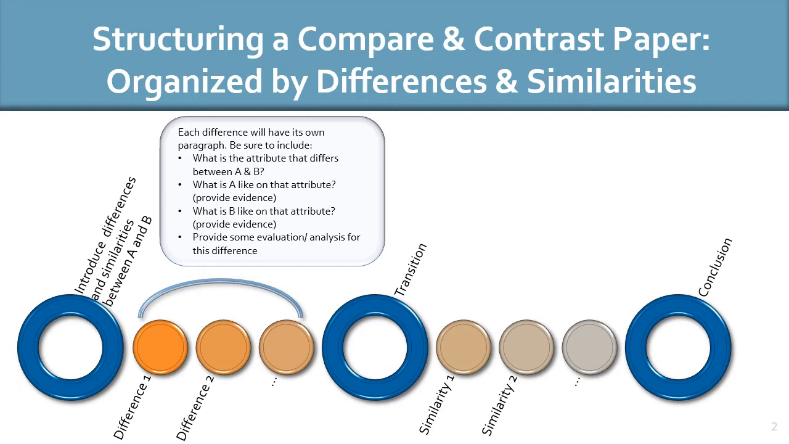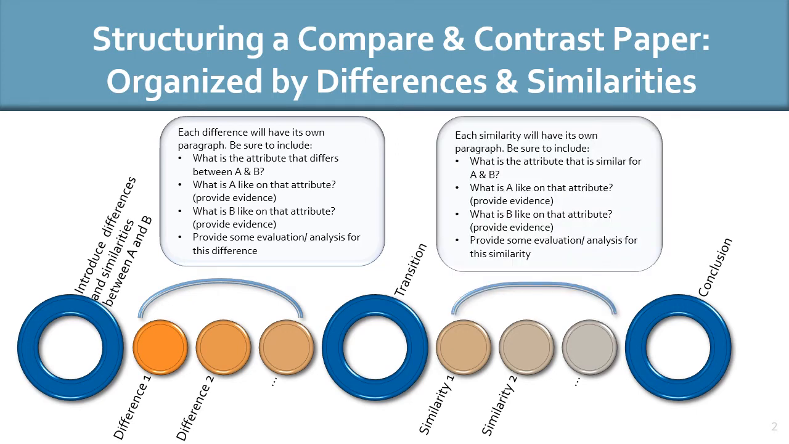For difference number 2, you'll talk about another attribute and it will follow the same structure. So for each difference between the two things, each attribute will have its own paragraph. When you finish discussing all the differences, attribute by attribute, then you'll transition and you'll say something along the lines of how, while A and B have all these differences, they also are similar on a number of dimensions. And here, each similarity will have its own paragraph.